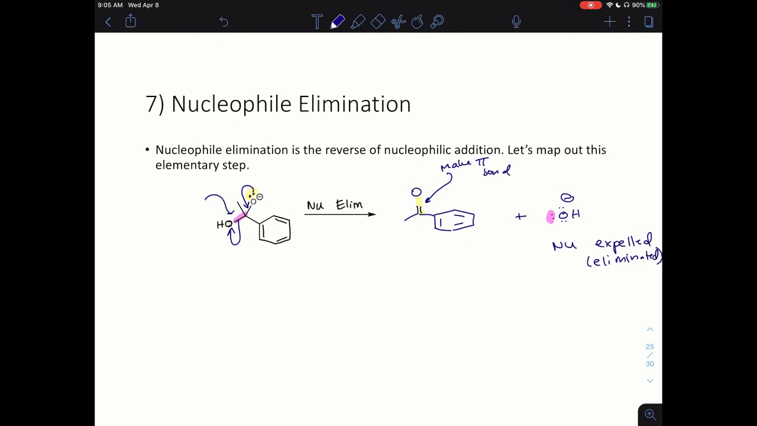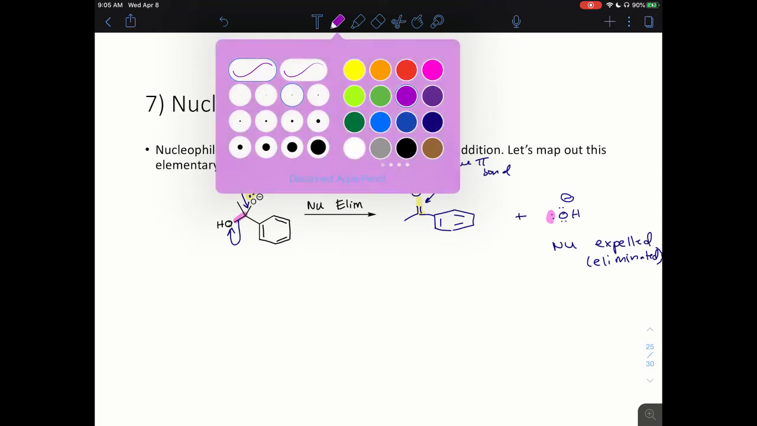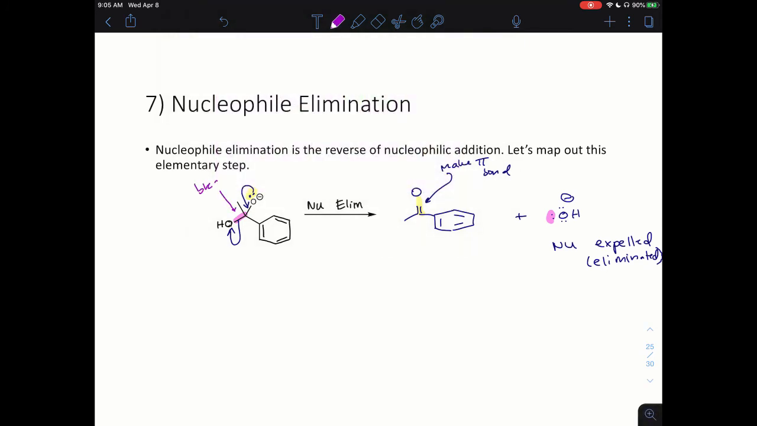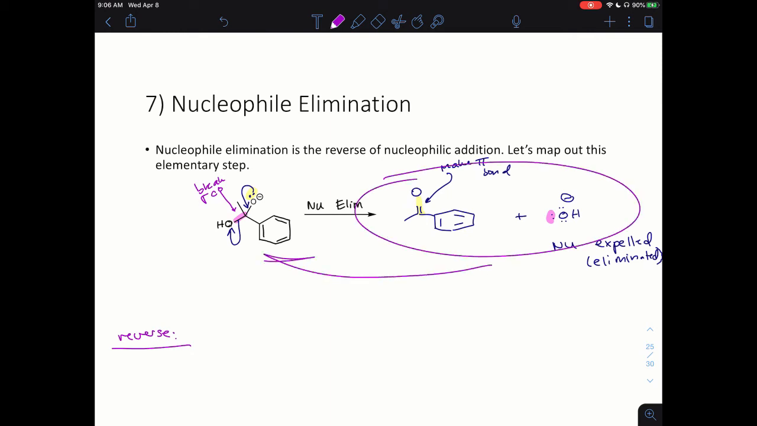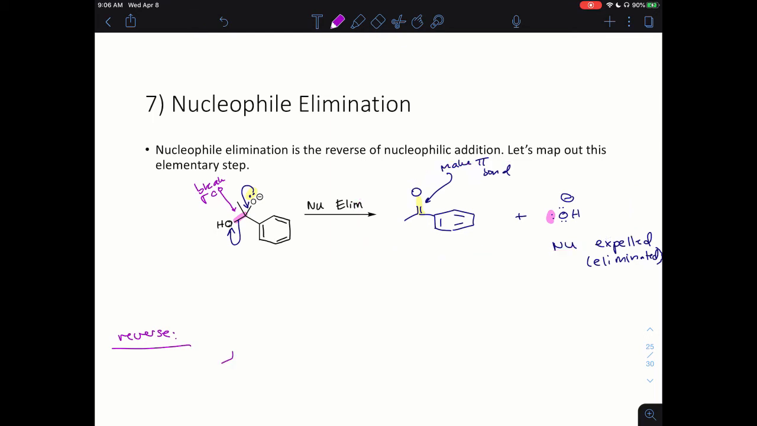All right, we broke this sigma bond. We should probably use a different color for that. It's a bit confusing. Okay, and so this is definitely nucleophilic elimination. It is definitely the reverse of the addition. So imagine we take these species and go in the other direction, which we can definitely do. I just want to rewrite it at the bottom so we don't confuse ourselves.